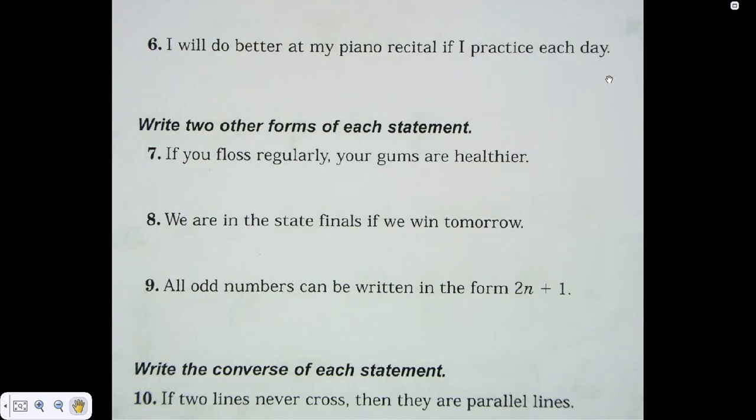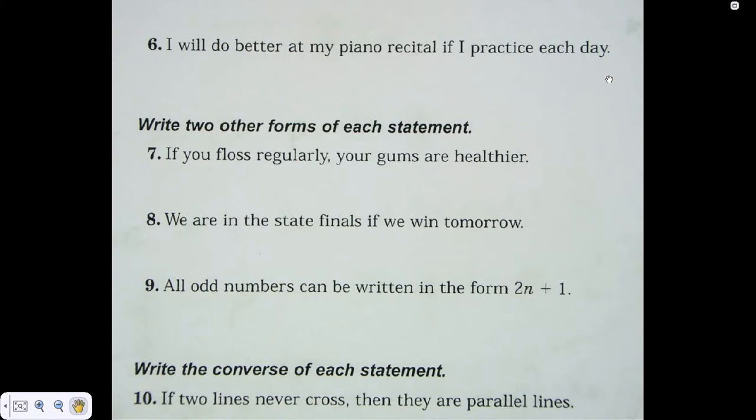I will do better at my piano recital if I practice each day. Okay. What's the conclusion? What's going to happen? I see way too many people with their heads down. If you what? So what happened first? Yeah, but it's actually at the what? End of the sentence, isn't it? But it's actually the hypothesis, is it not? You see how they wrote it in a different order? Couldn't you write that? Think of it in your mind.